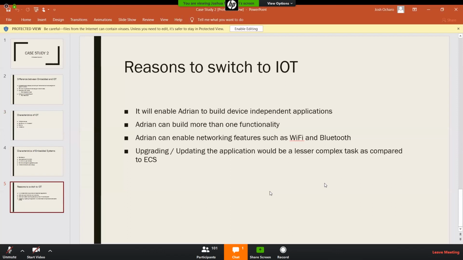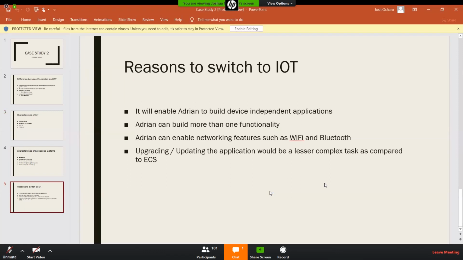The second one, it will enable Adrian to build applications with more than one functionality. So this is also a characteristic of the IoT devices that the embedded devices do not have. Then it also enables networking features. As we've just seen, the IoT devices allow for connectivity. So this is an edge that they'll have over the embedded devices, including things like Wi-Fi and Bluetooth.